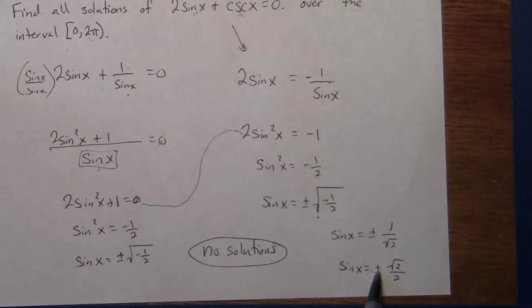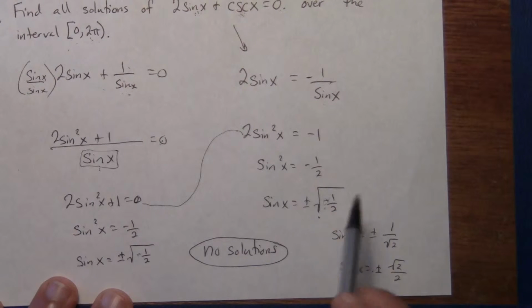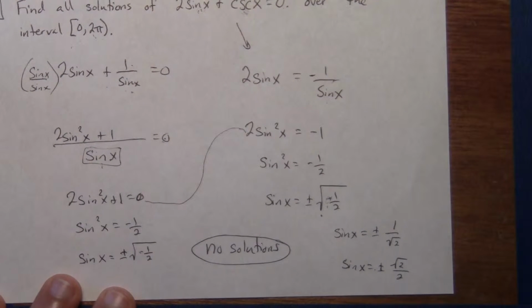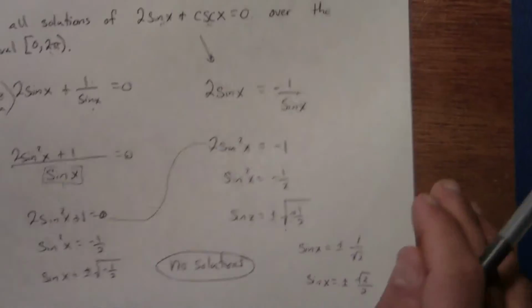You would have 4 answers. You would have a reference angle of pi over 4. So you would say it's pi over 4, 3 pi over 4, 5 pi over 4, 7 pi over 4. Didn't happen because we had the negative in there, but if that was positive, you'd have to continue to solve it. All right, moving on to number 3.